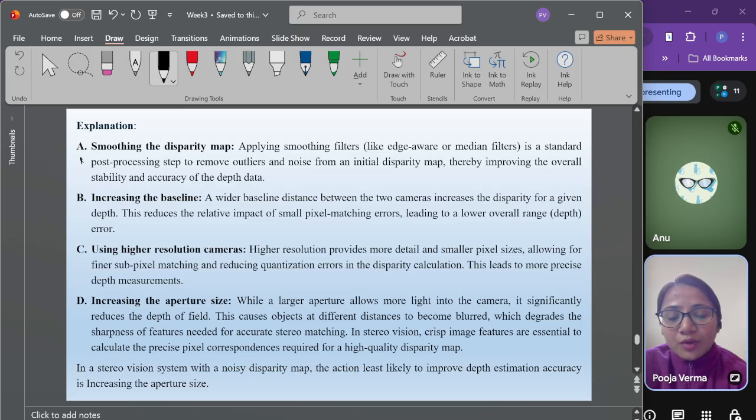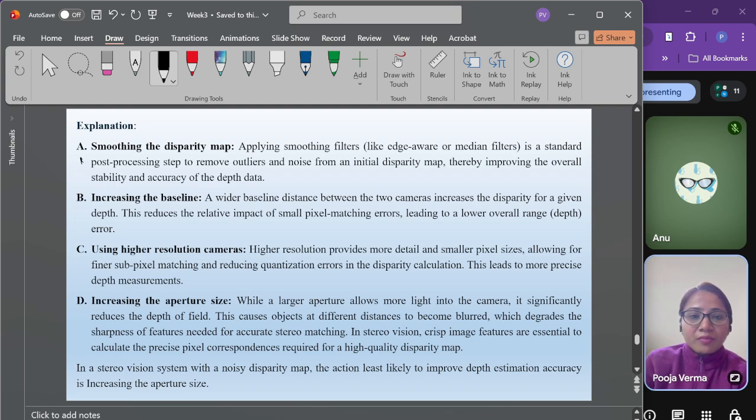Increasing the aperture size: while a larger aperture allows more light into the camera, it significantly reduces the depth of field. This causes objects at different distances to become blurred, which degrades the sharpness of the features needed for accurate stereo imaging. In stereo vision, crisp image features are essential to calculate precise pixel correspondences, which requires a high quality disparity map. So in a stereo vision system with a noisy disparity map, the action least likely to improve the depth estimation accuracy is increasing the aperture size, not smoothing the disparity map.